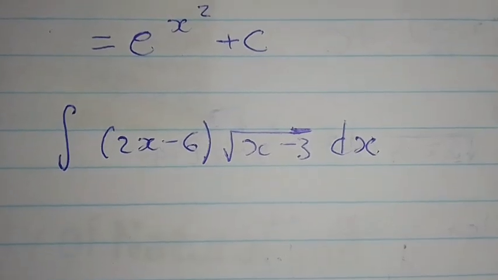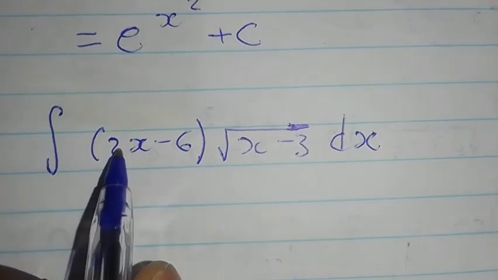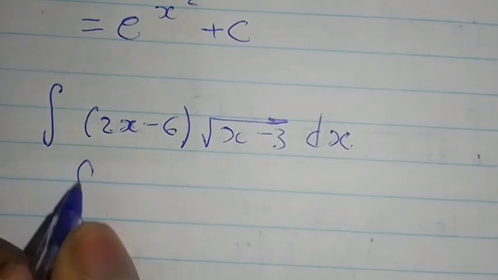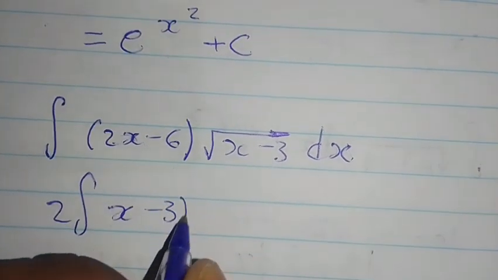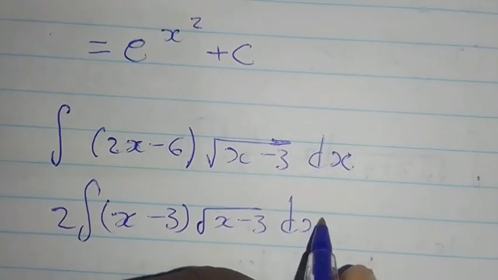Now, how do you find the integral of this? Notice that here you can take a factor, which is 2. And so if you factor by 2, you're going to have the integral. You take the 2 outside, then you're going to have x minus 3 multiplied by the square root of x minus 3, and then you have dx there.